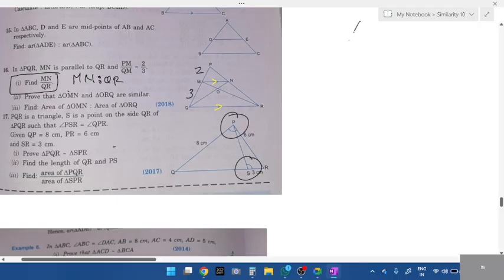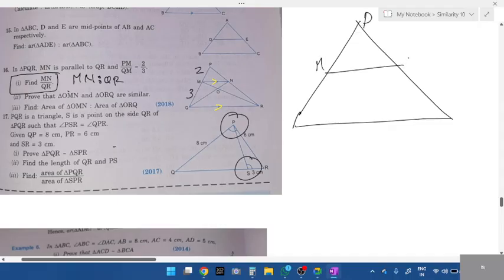Let me draw the triangle. P, M, N, Q and R is given. There is a parallel line running between. In between there is X. I'll just ignore that for now. Let me write this. P to M is 2 centimeters. Q to M, not centimeter, ratio 2:3 is given. If parallel line is given, let us use BPT concept. What is BPT, students?